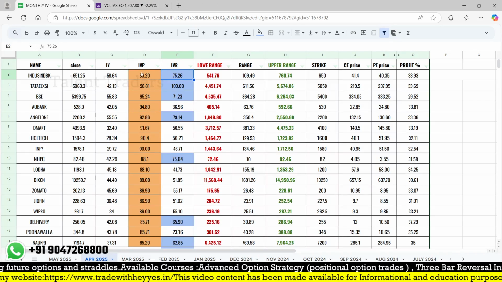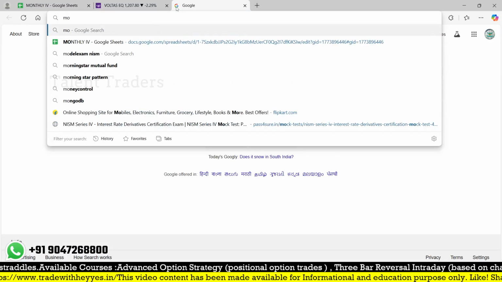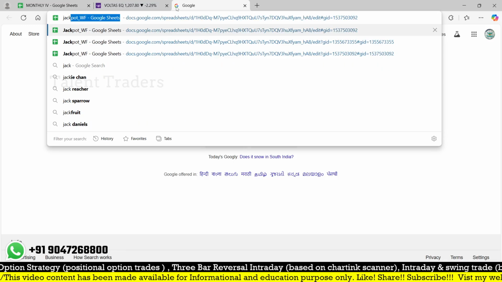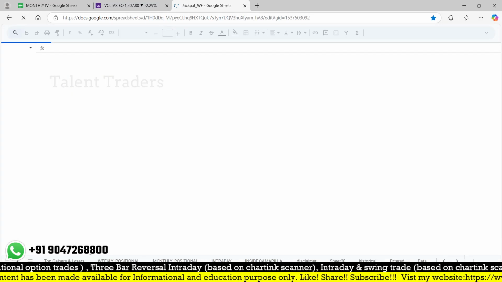So the same concept which we are using in our Google Sheet, that Google Sheet acts as a scanner for positional. And the same is also updated here.